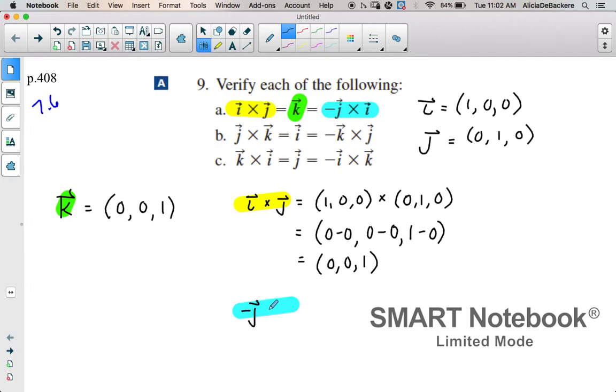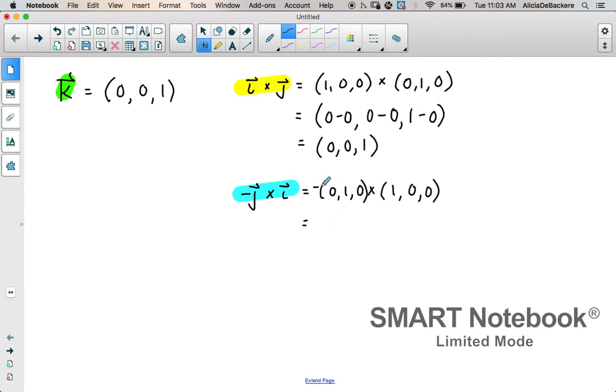negative j crossed with i. So that's negative j crossed with, oops, with i. And so I'm going to expand that scalar multiple into the vector j before I get started. 0, negative 1, 0. And there's other ways that you could do it as well. 1, 0, 0. And now I'm going to start crossing these guys.